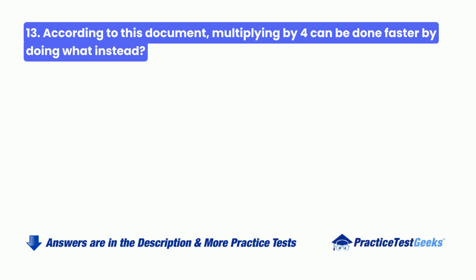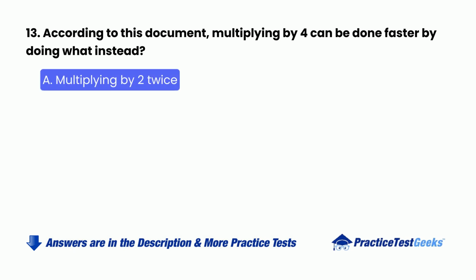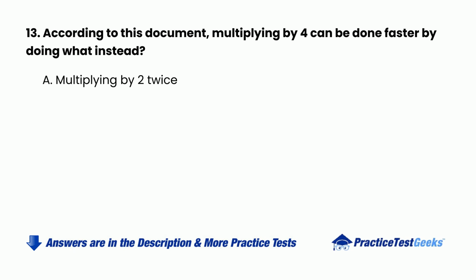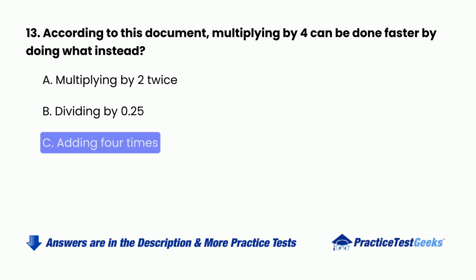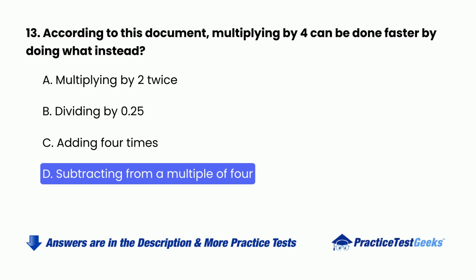13. According to this document, multiplying by 4 can be done faster by doing what instead? A. Multiplying by 2 twice. B. Dividing by 0.25. C. Adding 4 times. D. Subtracting from a multiple of 4.